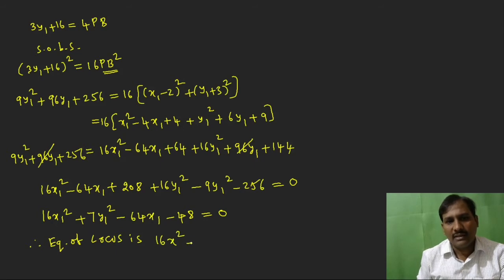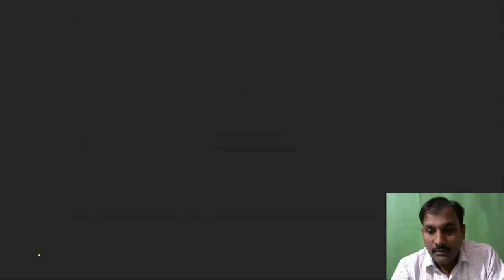16x square plus 7y square minus 64x minus 48 equal to 0. Next problem.